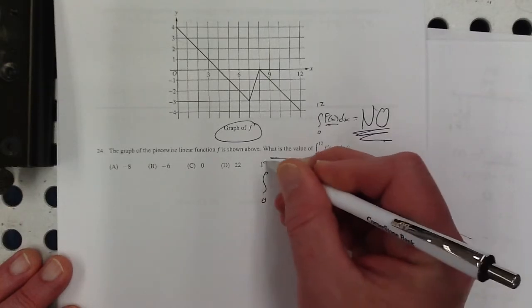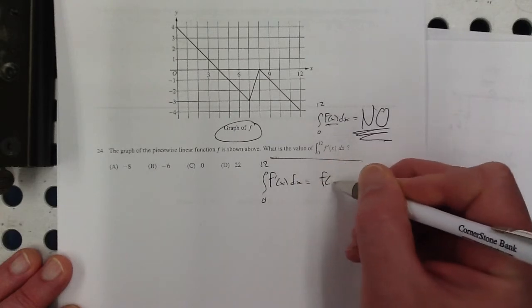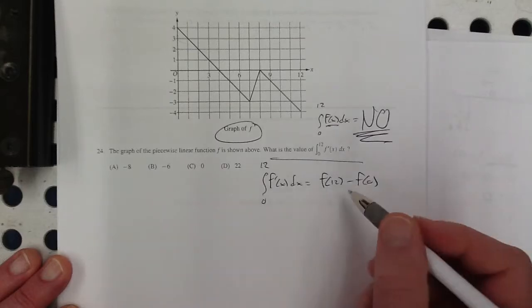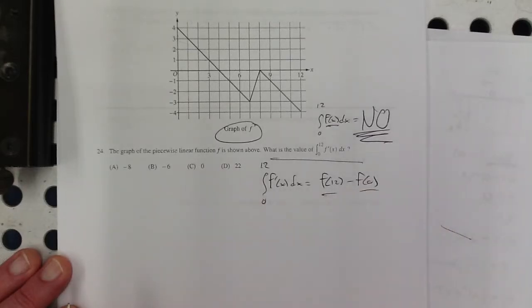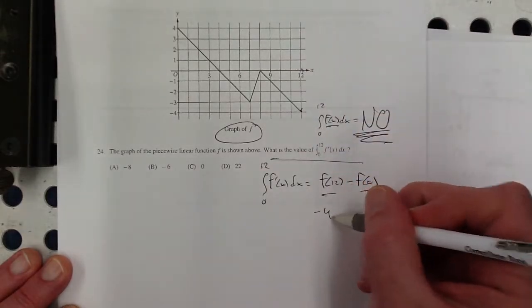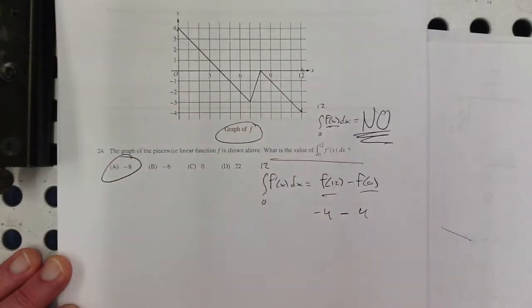The fundamental theorem says that, right? So it's just f of 12 minus f of 0. F of 12, this is a graph of f, is negative 4, and f of 0 is 4. That's negative 8.